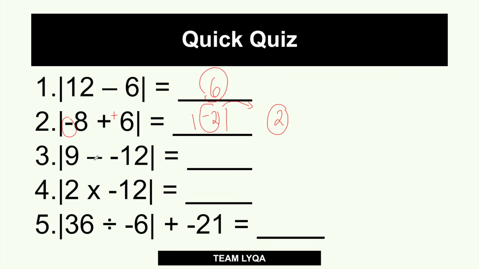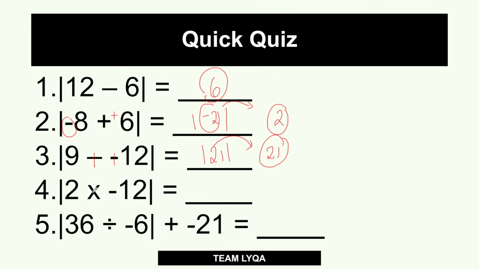Now, number 3. Okay? You have 9 minus negative 12. Change natin to addition. Change natin to positive number. So, 9 plus positive 12. This becomes the absolute value of 21 or just plain and simple 21 na lang. Okay? Nalabas mo siya doon sa payong.